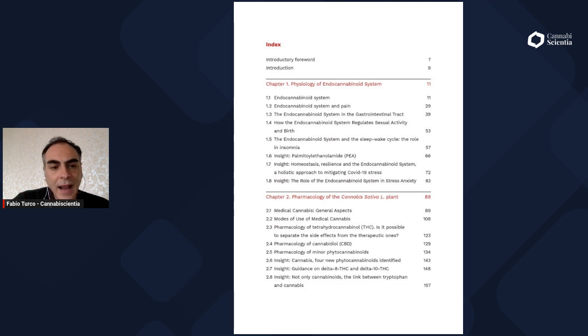Then we go to chapter 2, which deals with the pharmacology of the cannabis sativa plant. Here we analyze the pharmacology of cannabis and in a special way its constituents, namely the cannabinoids. We will analyze the pharmacokinetics and pharmacodynamics of THC and CBD primarily, but also of other cannabinoids, and also terpenes and flavonoids, which are very important to understand the properties of medical cannabis.